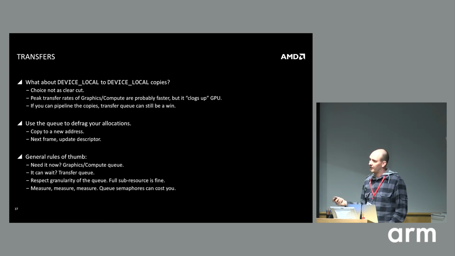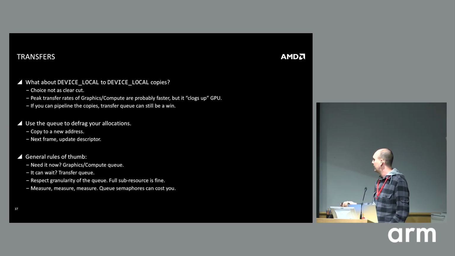So as we were saying, for a defragger, this is probably the sort of problem you're going to run into. And if you can afford to take the latency hit, then potentially the transfer queue is a good option. You can have things copying in the background, and then maybe a frame or two later, you can update the descriptor and then free the original copy of the resource.